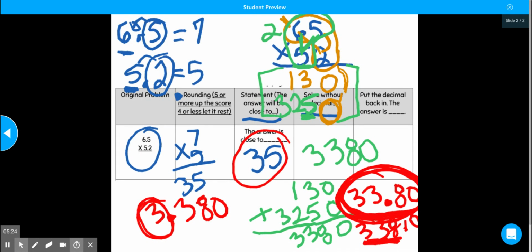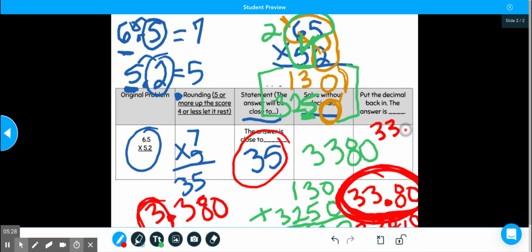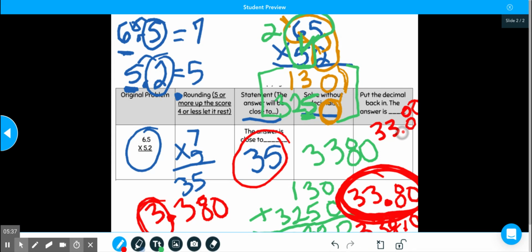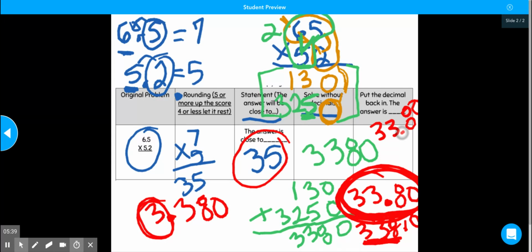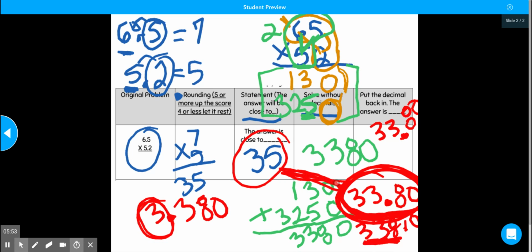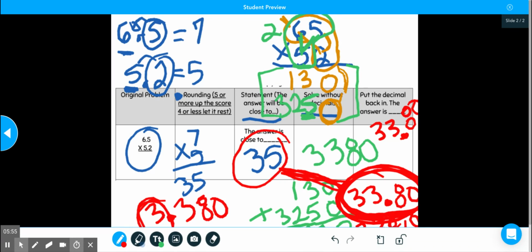Right there. 33 and that decimal wants to go and 80 hundredths. My decimal does not want to stay, does it? It just is making my life impossible. There it is. 33 and 80 hundredths is going to be our final answer because that number is pretty close to 35. All right. You guys got this.